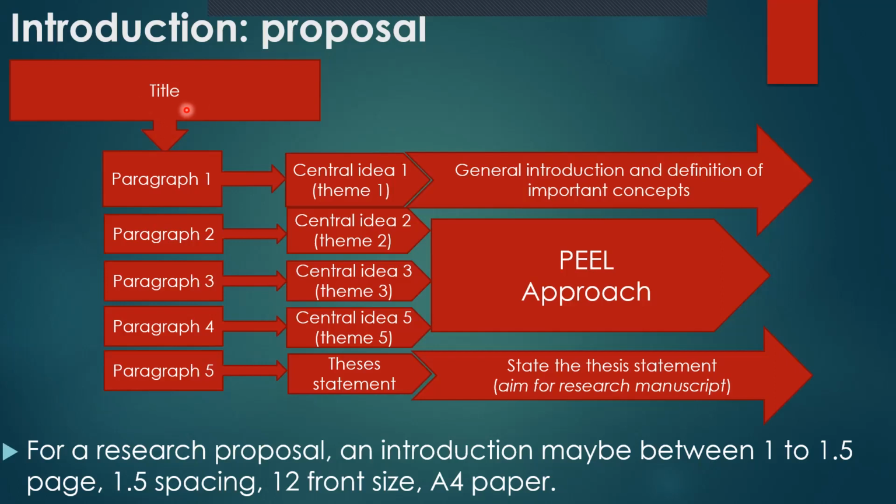So you have a title. From that title, you are going to derive central ideas. For an introduction of one page or 1.5 pages, you should have at least 6 or 7 central ideas that you want to cover in that introduction. So you need to do your literature review and extract appropriate themes that you want to cover in that introduction.